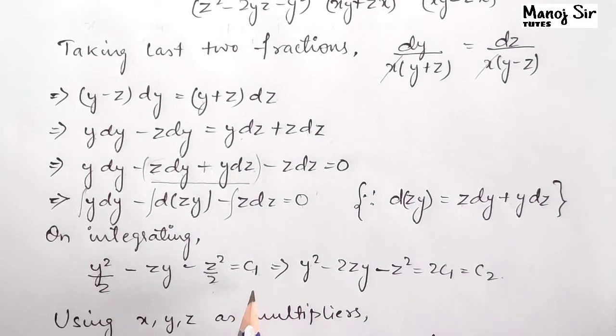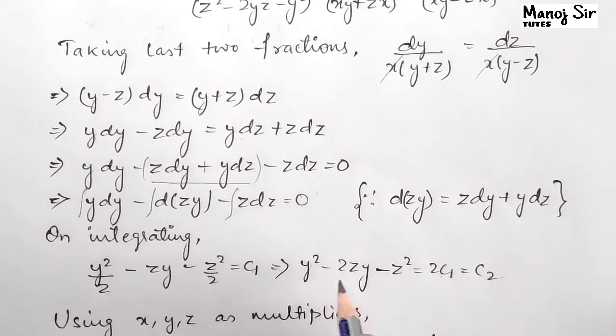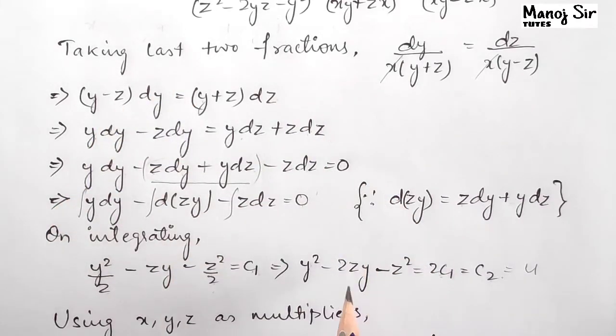Now again, if you take LCM, this will become y square, this will become 2 times zy because we are taking 2 as LCM, and this will be as it is, that is z square. Now take this 2 to the right hand side, this will become 2 times c1. Since this is a constant, instead of this we can write a new constant, c2. So this is nothing but your small u. After taking the last two fractions, we have come to the point that u equals y square minus 2 times zy minus z square.